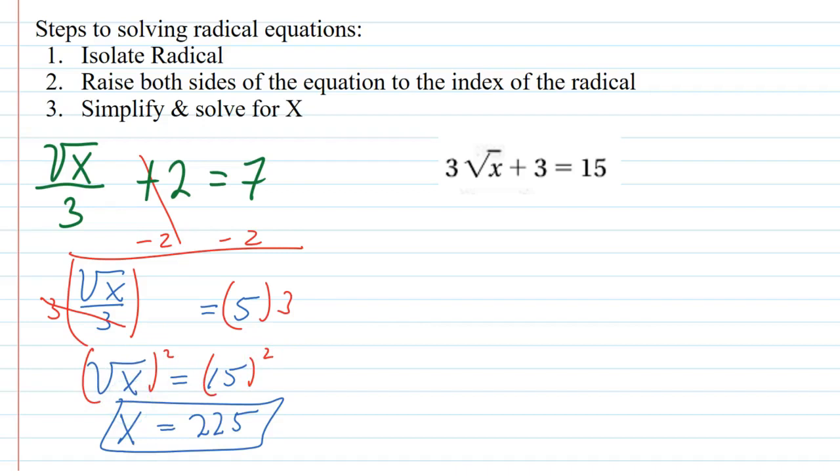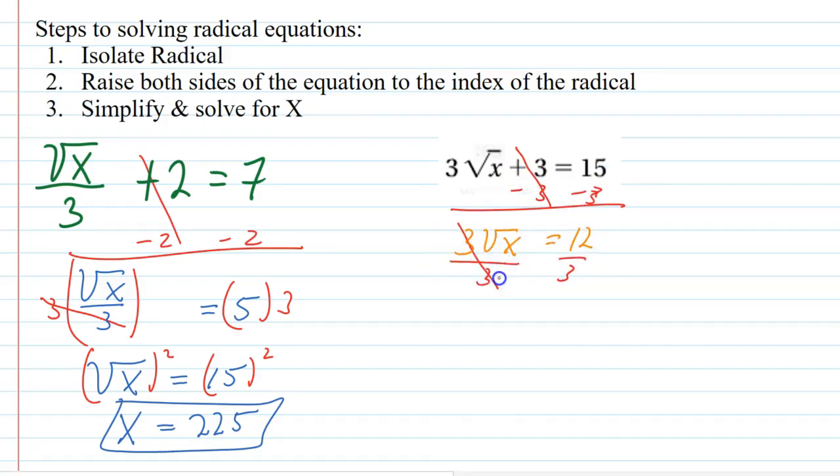Now for the equation on the right, what's happening? It's being multiplied by 3 and it's being added by 3. So we're going to do the opposite of addition, which is subtraction, to cancel out our positive 3. Then the opposite of multiplication is division. Now we have a square root. The opposite of the square root is squaring. And that leaves us with x is equal to 16.